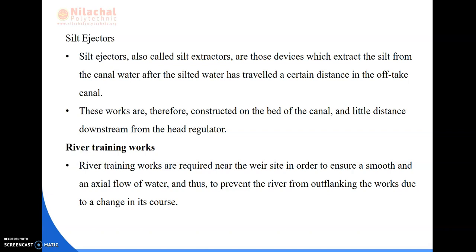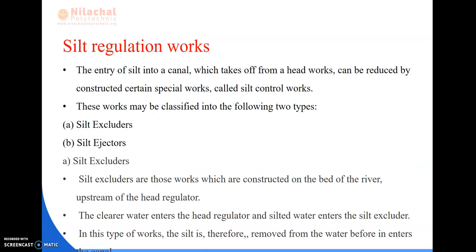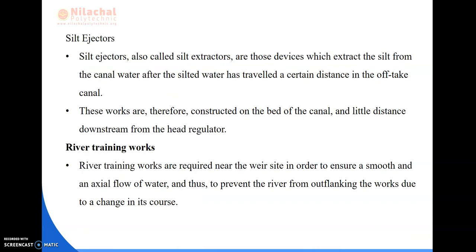Okay. So in the silt regulation work we have discussed silt excluders and silt ejectors. Silt excluders are structures constructed on the bed of the river upstream of the head regulator, and silt ejectors, these are the silt extractors. These are those structures which extract the silt from the canal water after the silted water has travelled a certain distance. Next, the last component we will be reading about is the river training work.